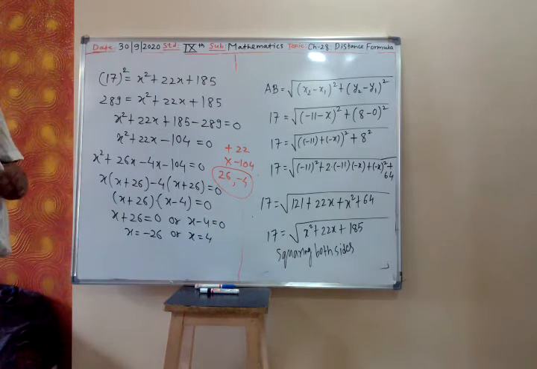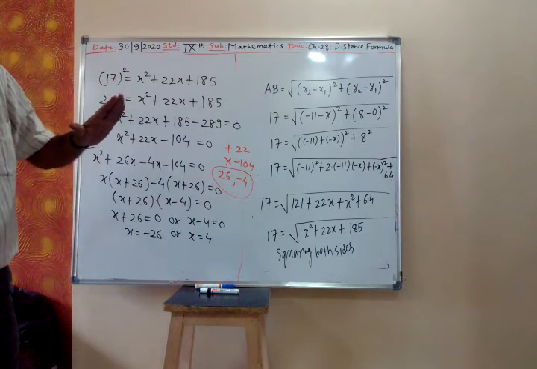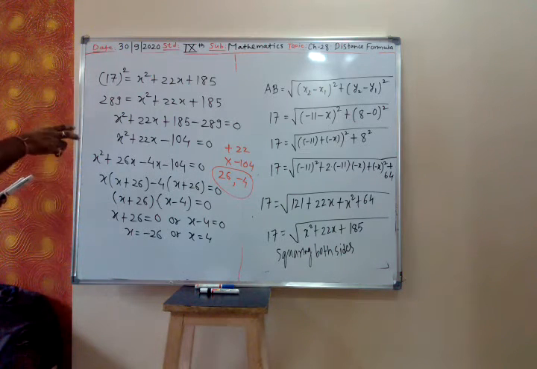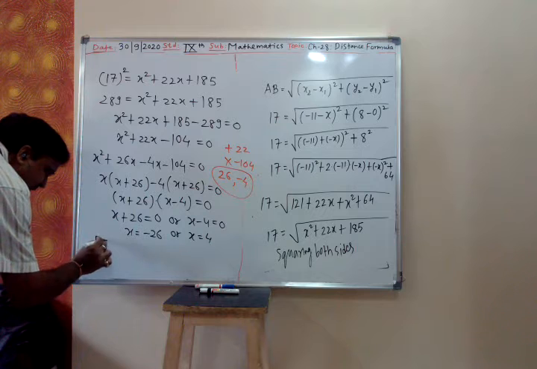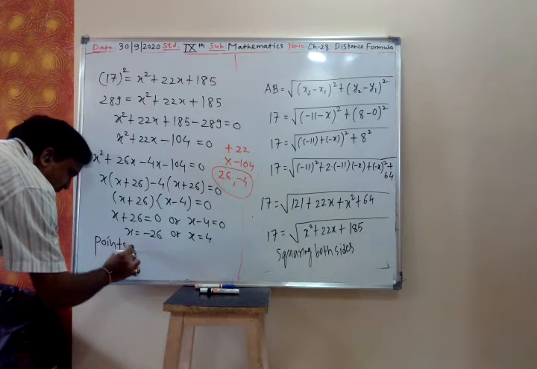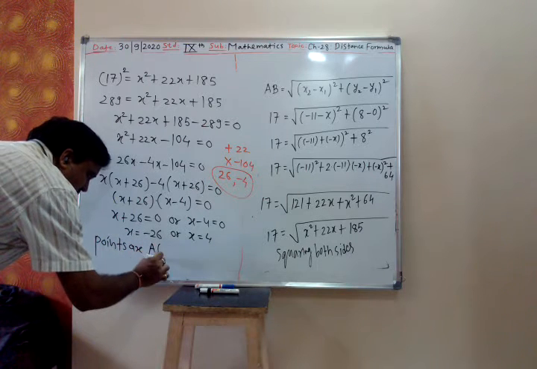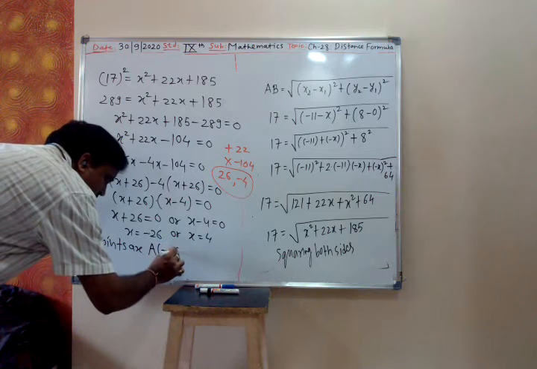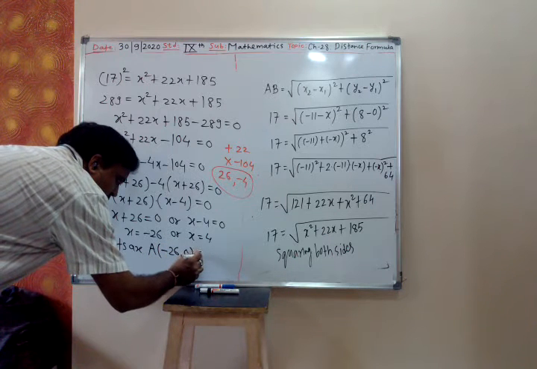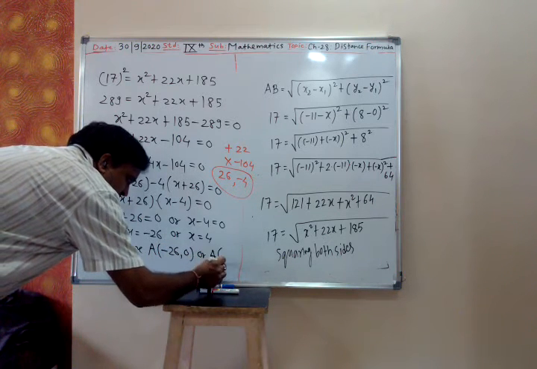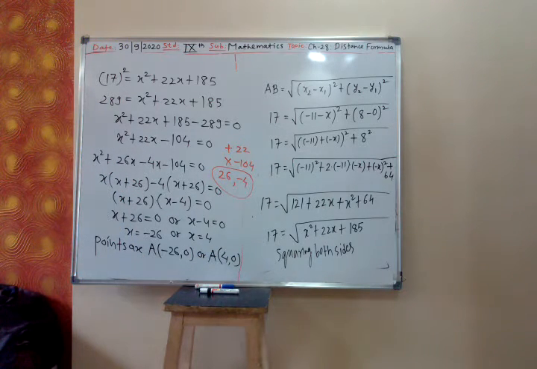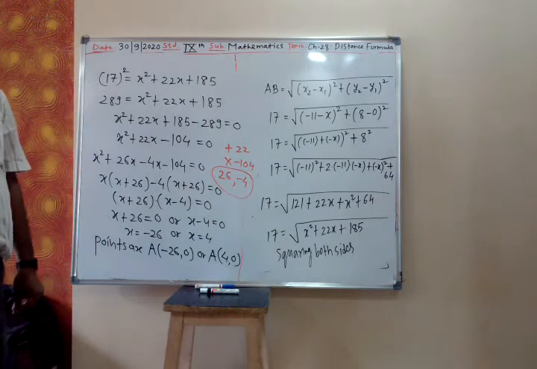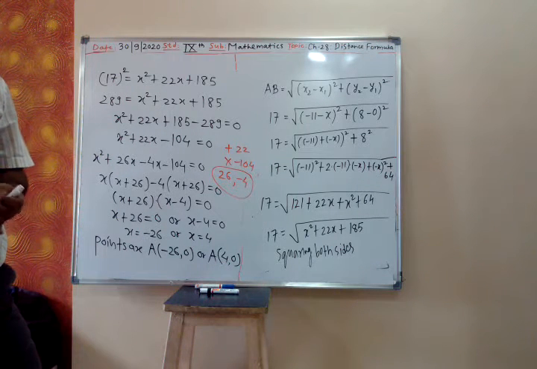So you have to take both the points, because x is the coordinate. So the points are minus 26 comma 0 or 4 comma 0. Just put the value of x.